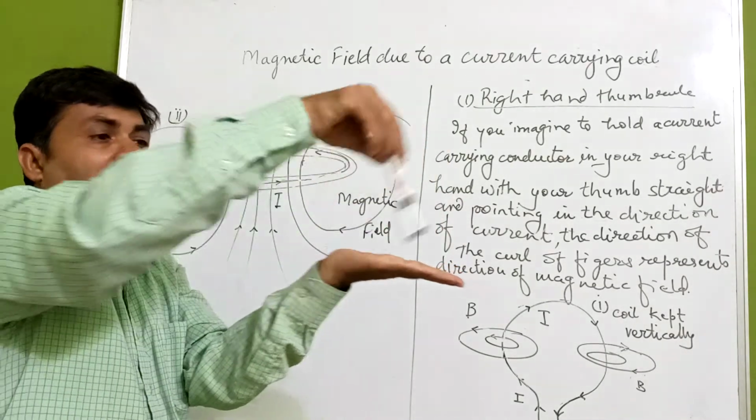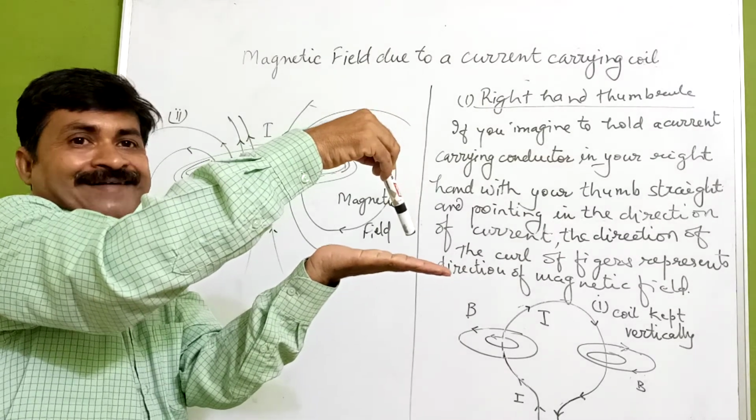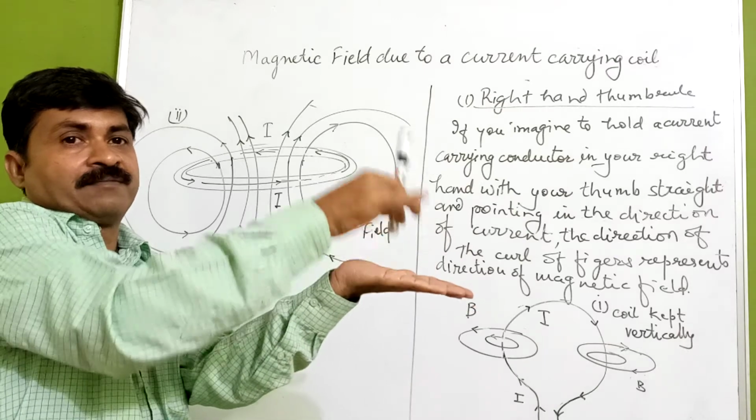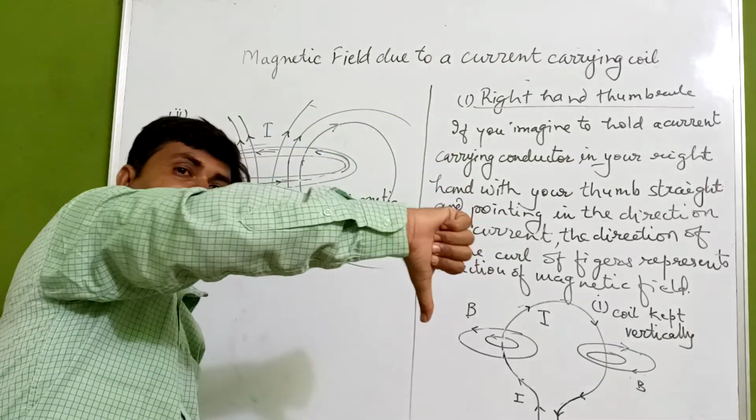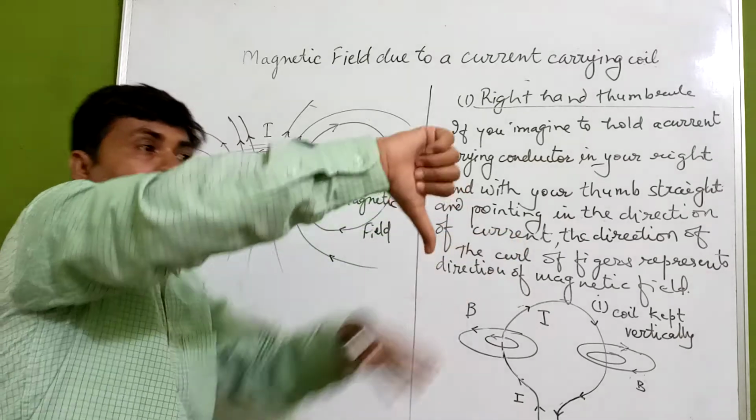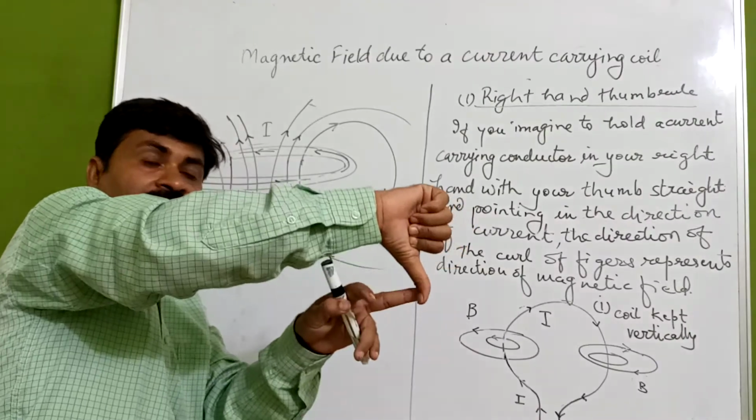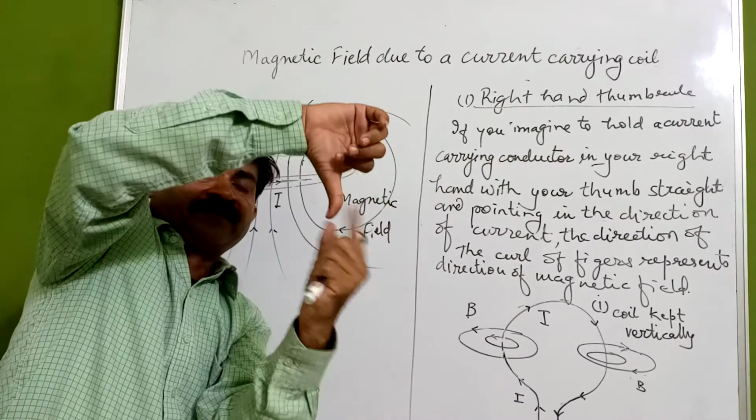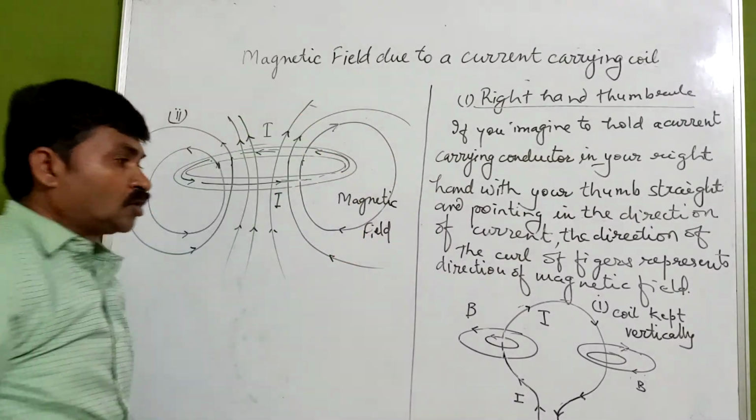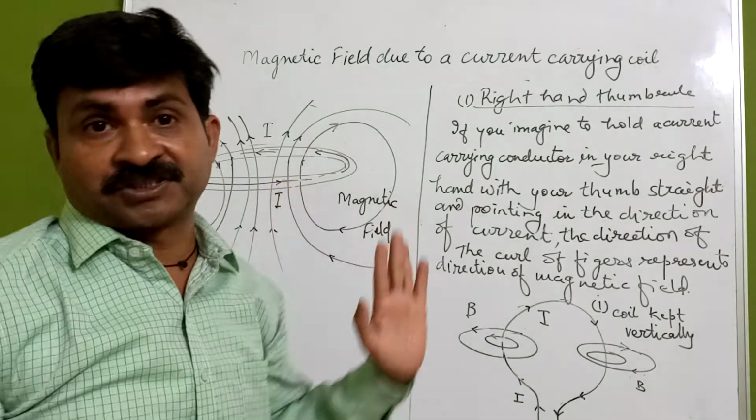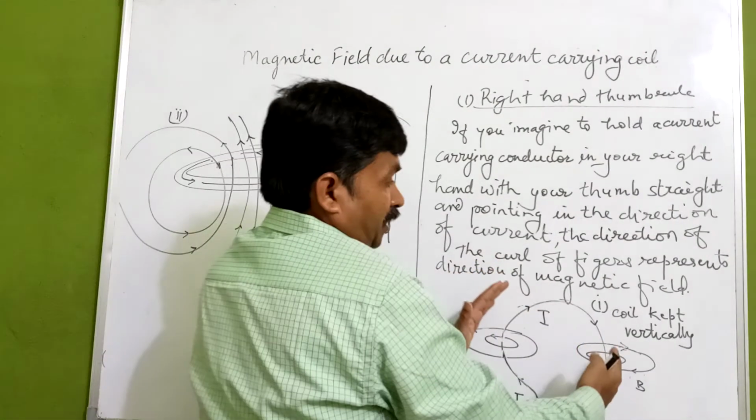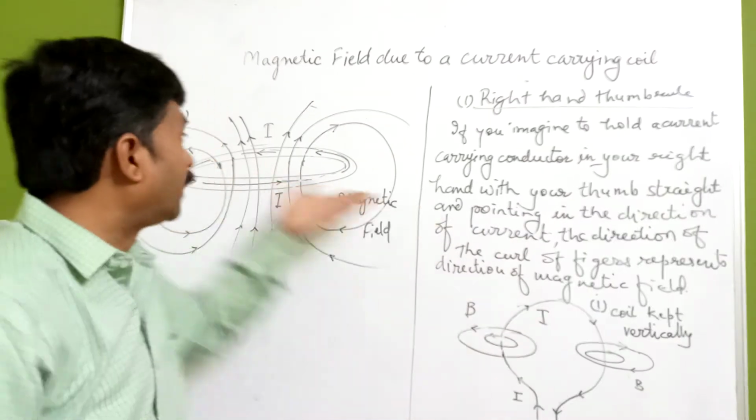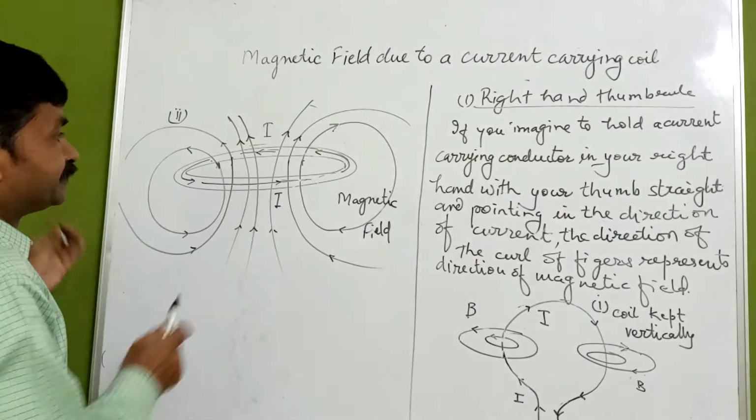Here the current is flowing like this, meaning anti-clockwise. The magnetic field will be like this, the direction will be up. Now I am talking about downward. The current is flowing like this, and the magnetic field will be given like this. So this way we can determine the direction. Now we have taken two cases. In one, the coil is kept vertically, and here the coil is kept horizontally.